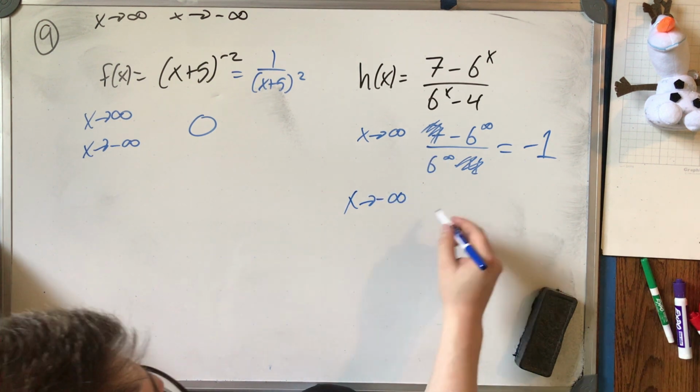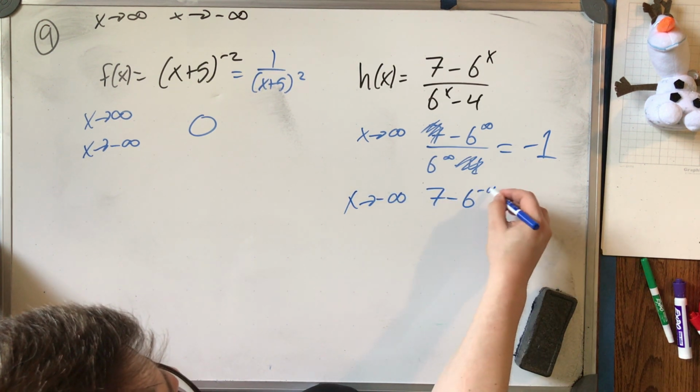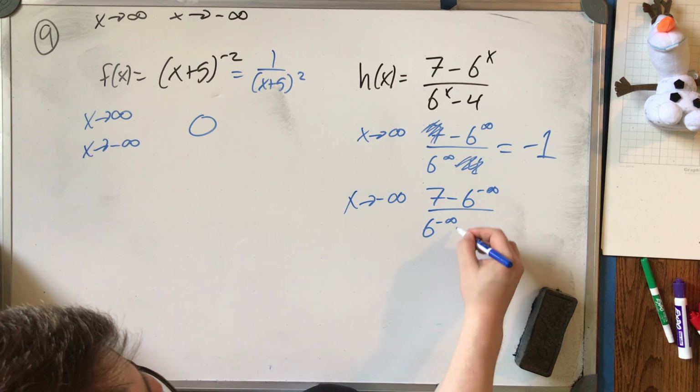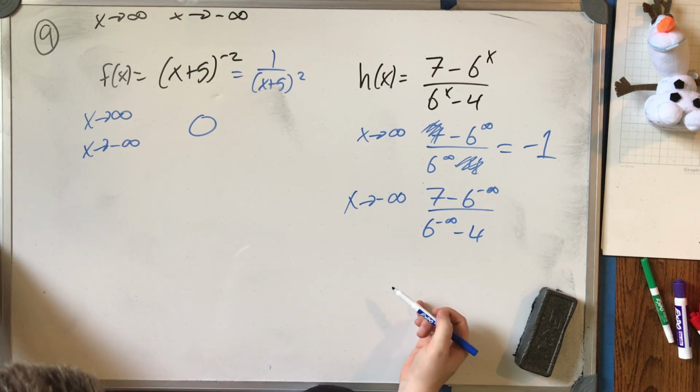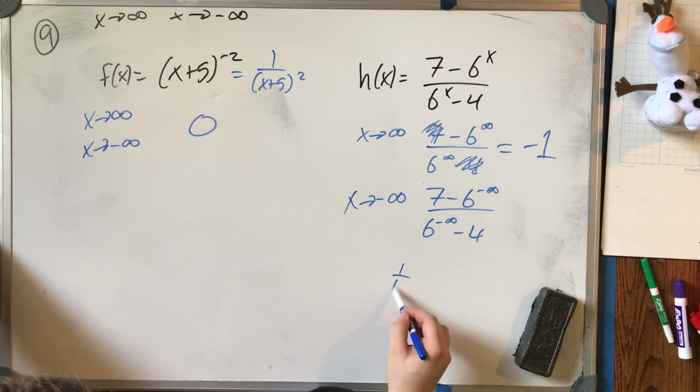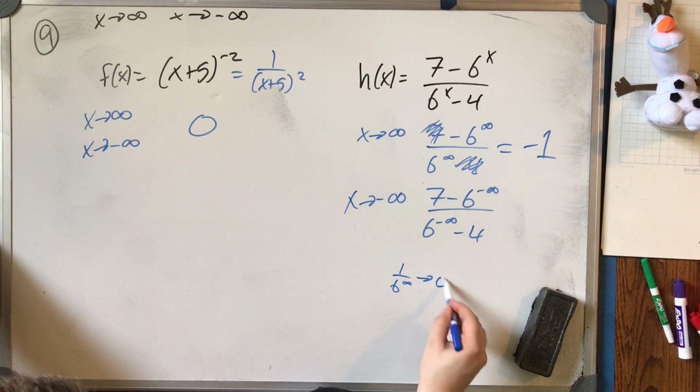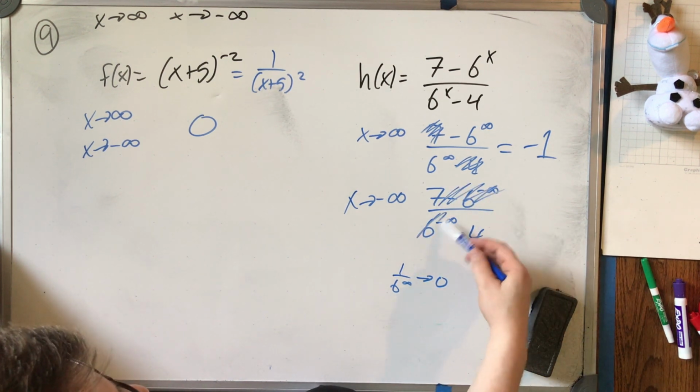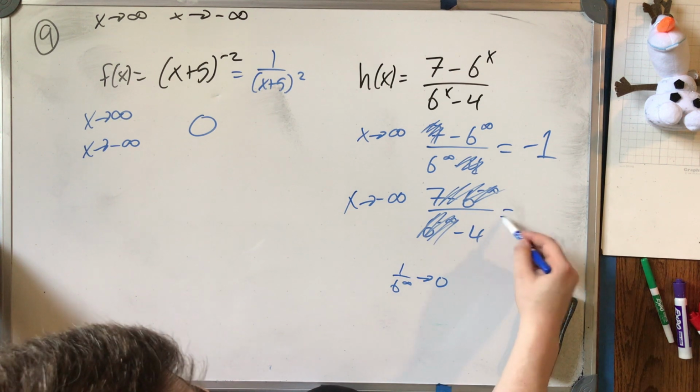When we plug in negative infinity, though, things change. So I'm going to end up with this. Now, 6 to the negative infinite power is actually 0, because that's 1 over 6 to the infinite power, which is approaching 0. So this time, these drop out, and we're left with 7 over negative 4.